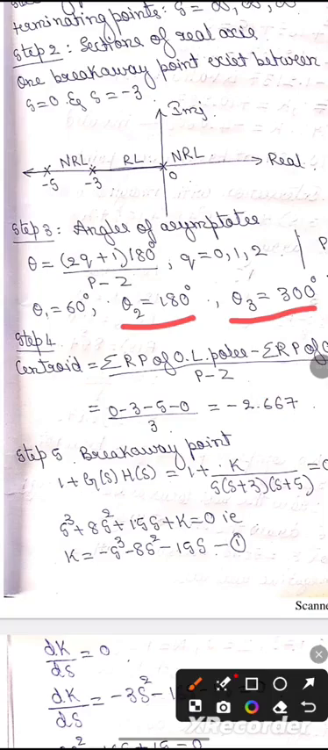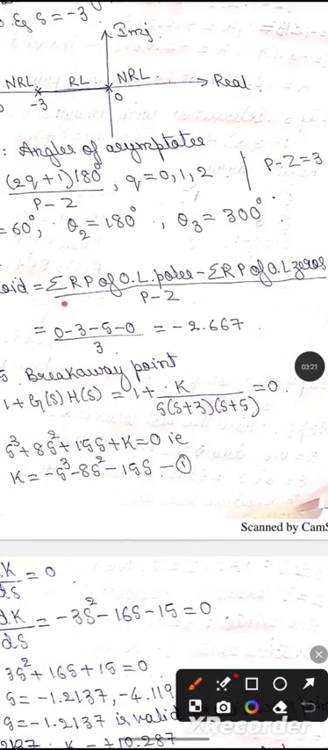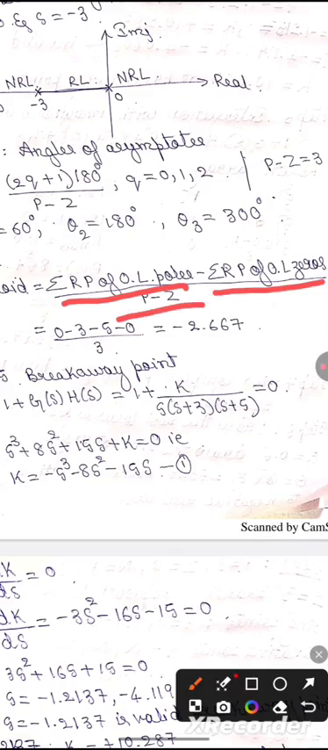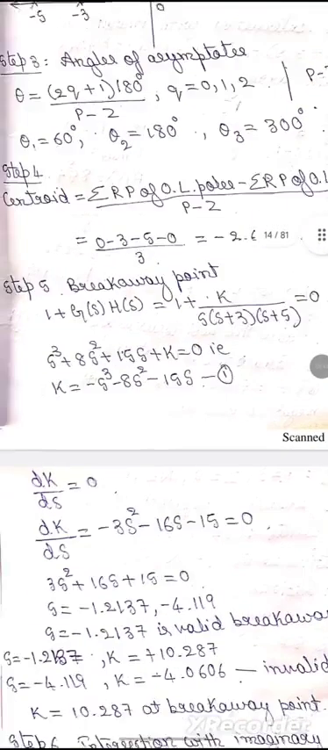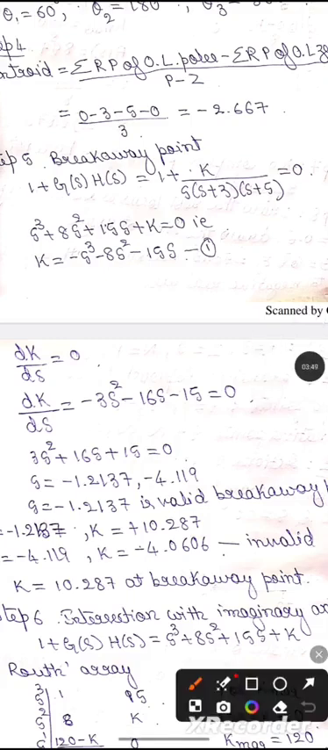So next is centroid. Here centroid is summation of real part of open loop poles minus summation of real part of open loop zeros divided by P minus Z. So minus 3, minus 5, minus 0 divided by 3. You will get centroid is minus 2.667. Okay. So next breakaway point: 1 plus G(s)H(s) equal to 0. 1 plus the given question only you should write.